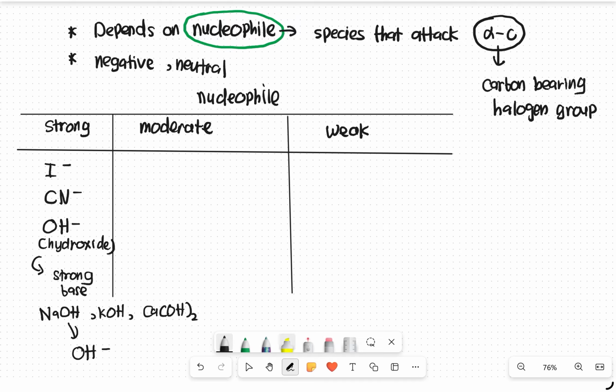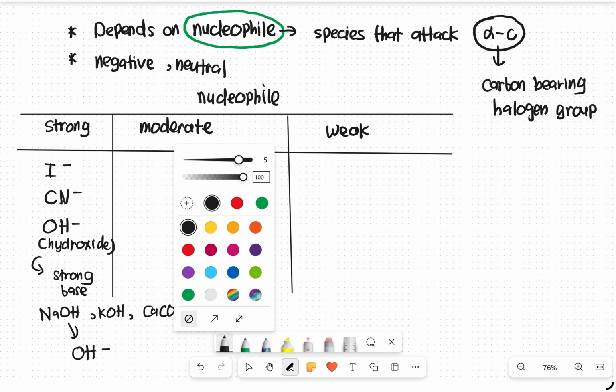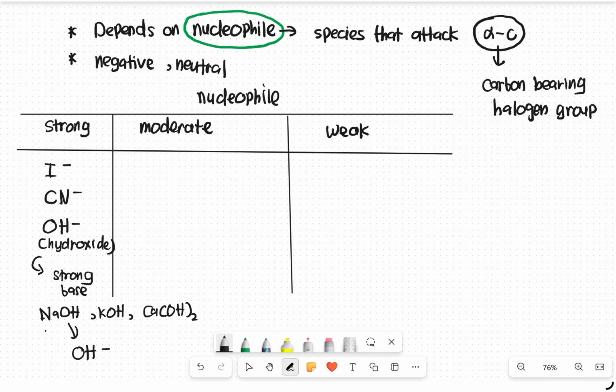Remember where this OH comes from? It comes from a strong base. So make sure you know the concept. The hydroxide comes from a strong base. So now you have number 1, number 2, number 3.